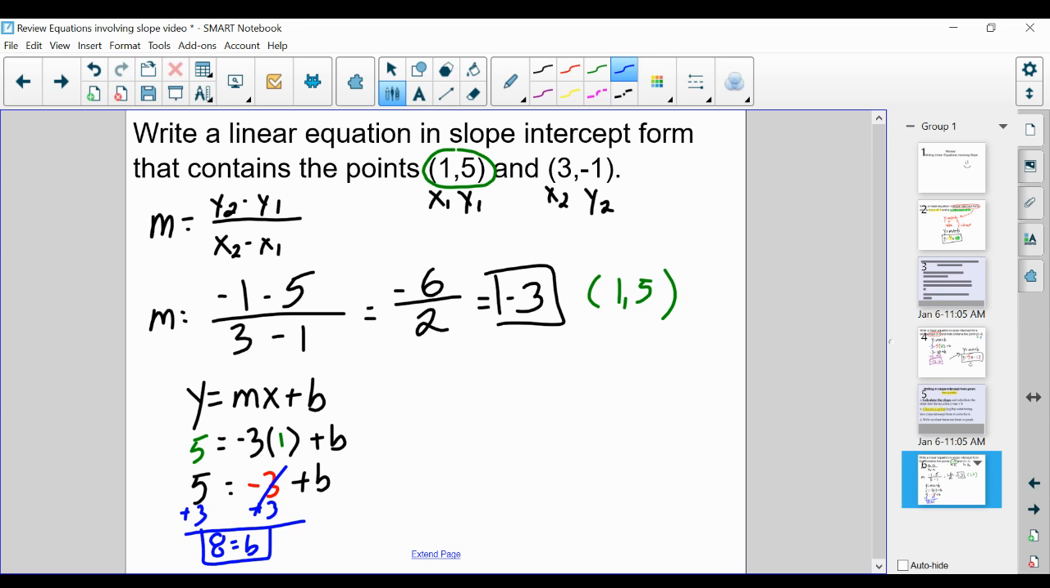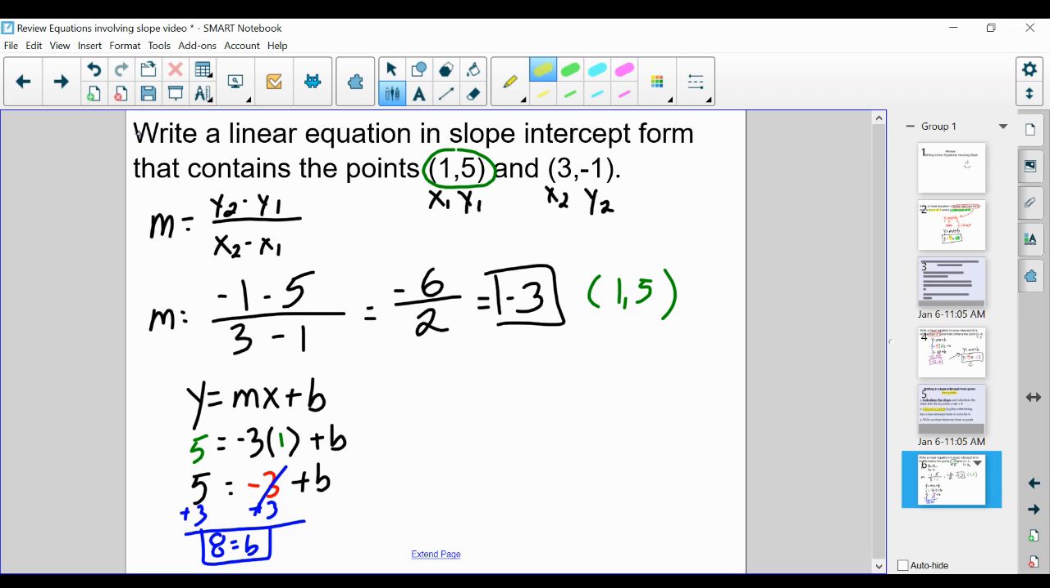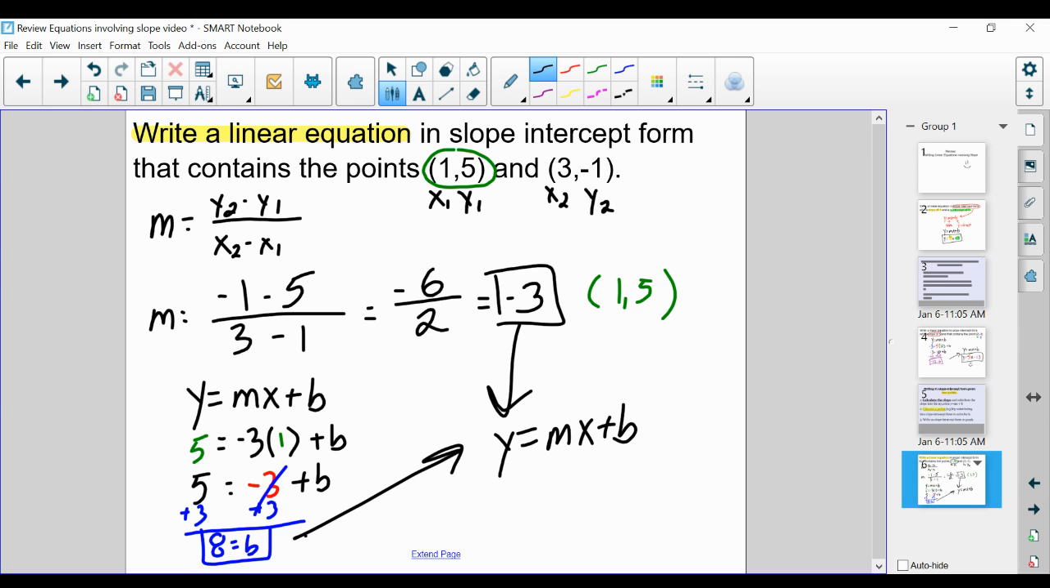But we aren't done yet because we have to bring it all together. We have to write the linear equation. That is what we're being asked, is to write the linear equation. We have the components, but we need to bring it all together. So we know we have slope-intercept form y equals mx plus b. Therefore, our equation is y equals -3x plus our y-intercept of 8.